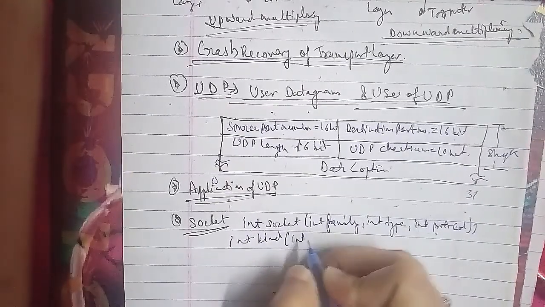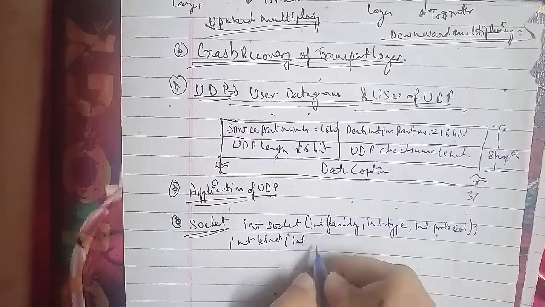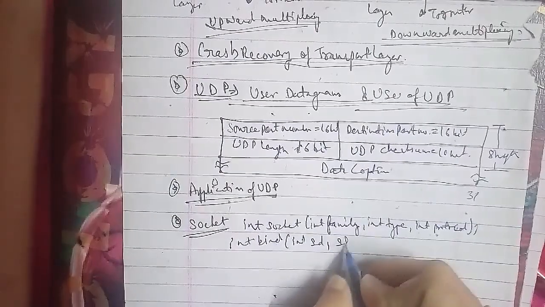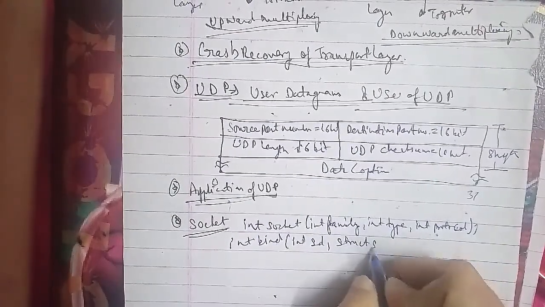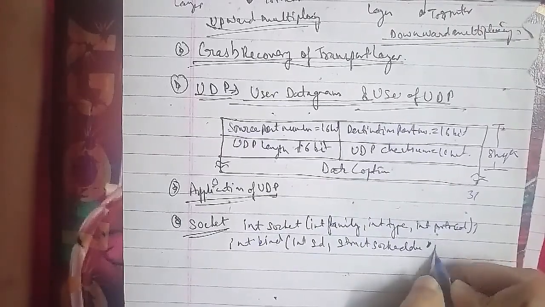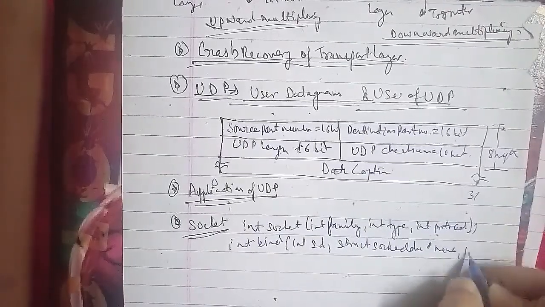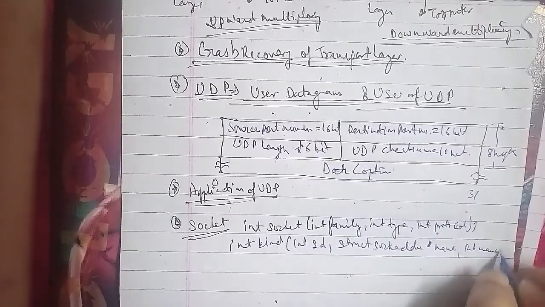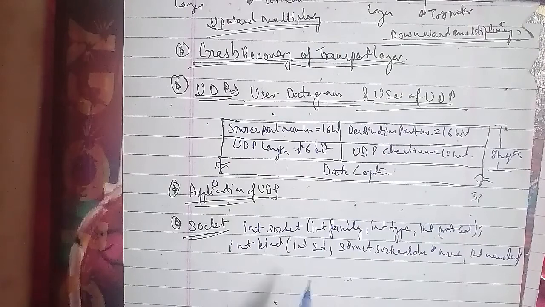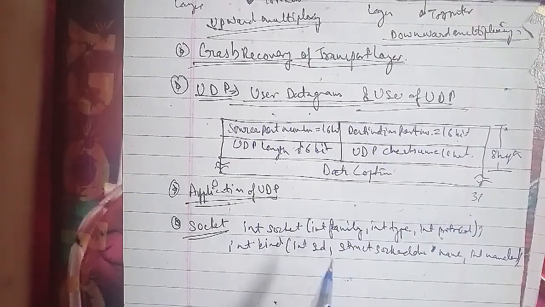Here, sd is the socket descriptor returned by the socket call, and name is a pointer to an address structure that contains the local IP address and a port number. The name length is the size of the address structure in bytes as well. The bind system call returns 0 on success and -1 on failure.